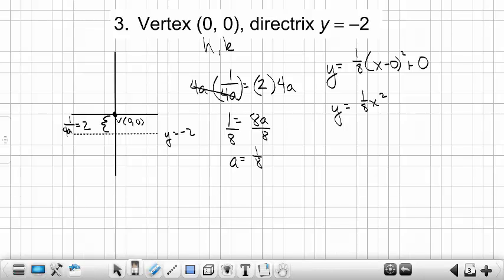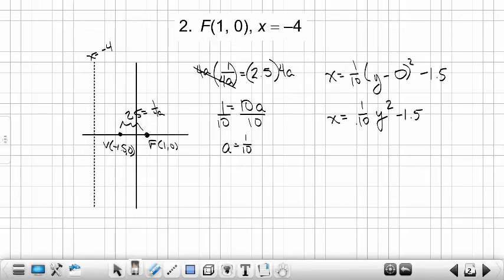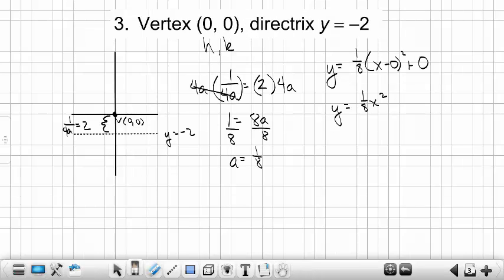Because the distance between the vertex and the focus, or the vertex and the directrix, is always going to equal 1 over 4a. That distance always equals 1 over 4a. So that distance here is 2.